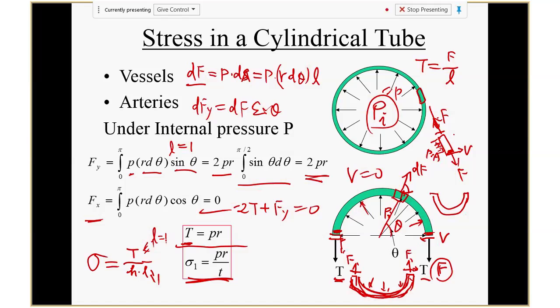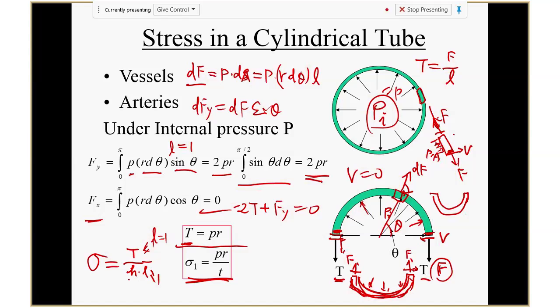We talk about 1 unit length, right? Okay. Any questions? Or any part not clear? Lowercase t. Okay, what's lowercase t? It's the thickness of the wall.